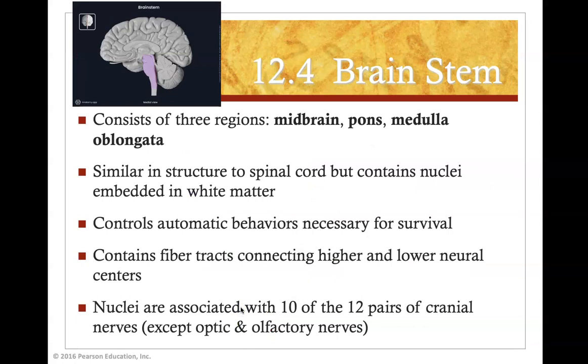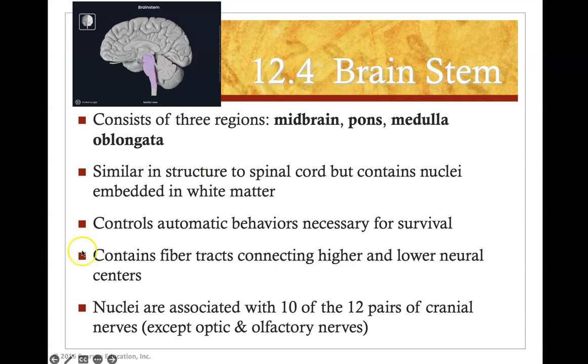And remember that the brainstem is going to consist of three major regions. It's going to consist of the midbrain, the pons, and the medulla oblongata. So again, this would be the midbrain here. The pons is going to be this nice big little section right here that sticks out, the big rounded section. And then here's the medulla oblongata. Okay, so when you look at a cross section through the brainstem, it is going to be similar in structure to the spinal cord, which makes sense because it's going to be running into the spinal cord, except that it is going to contain some nuclei embedded in the white matter.